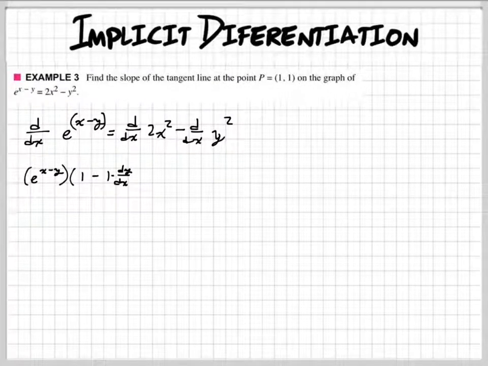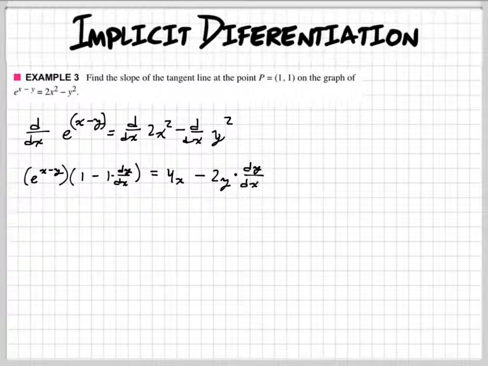Alright, so that's that on that side. Now on the right side, I have to take the derivative of 2x squared, which is 4x, and I'm going to subtract the derivative of y squared. So I drop the 2, so I have 2y, and then I have to multiply it times the derivative of y with respect to x. Again, that's like the chain rule. Whenever you take the derivative of y, it's like the chain rule. So that's why we have this.